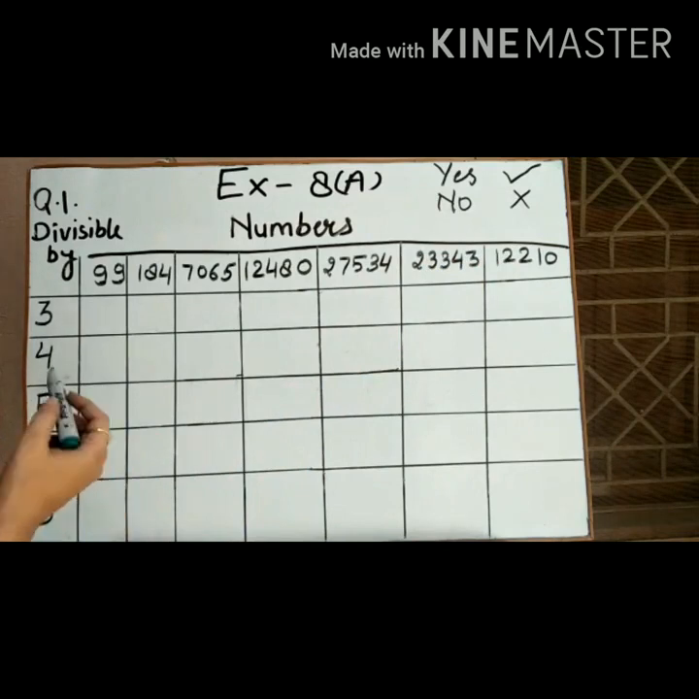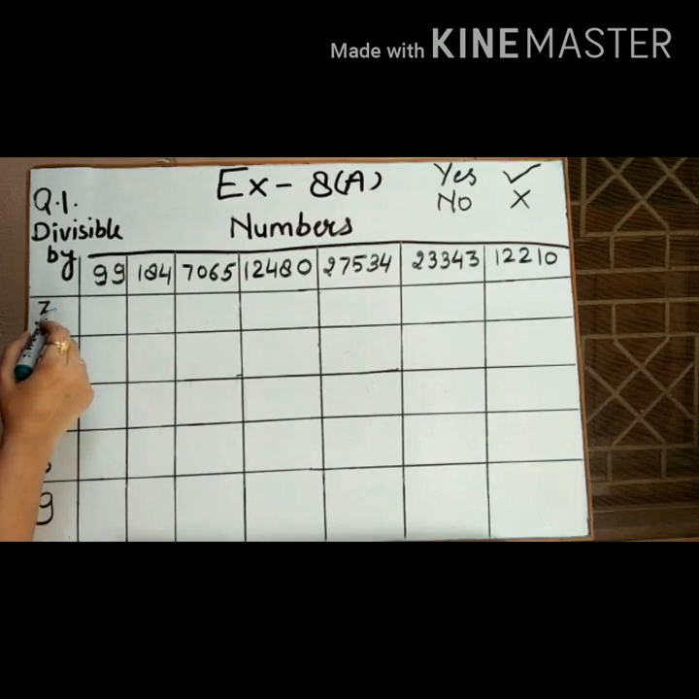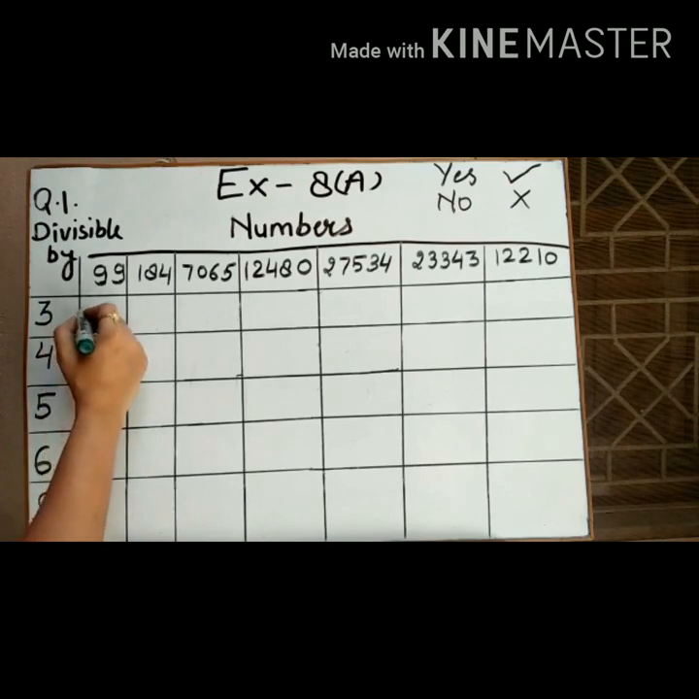Let's do. 99. Is 99 divisible by 3? First of all, we will remind what is the rule for 3. The rule of 3 is if the sum of its digits is divisible by 3. Let's add 9 plus 9 is equal to 18. Yes, 18 is divisible by 3. That's why we will put a tick here.